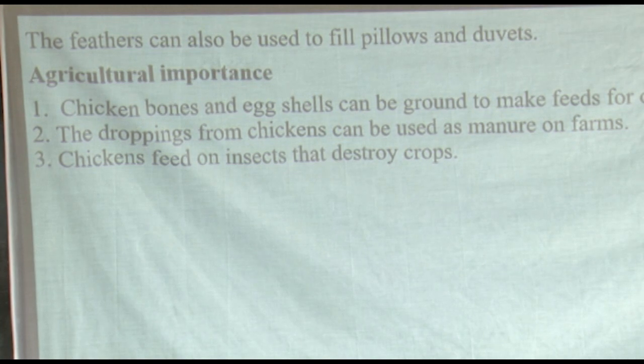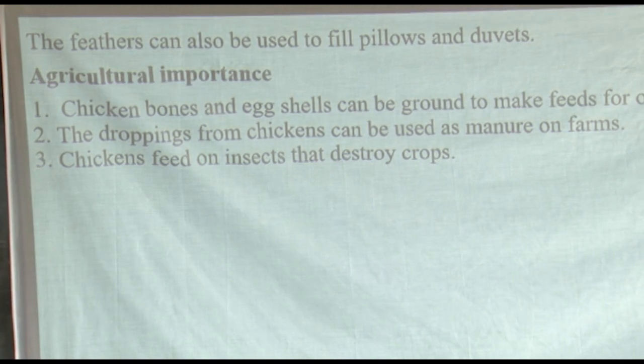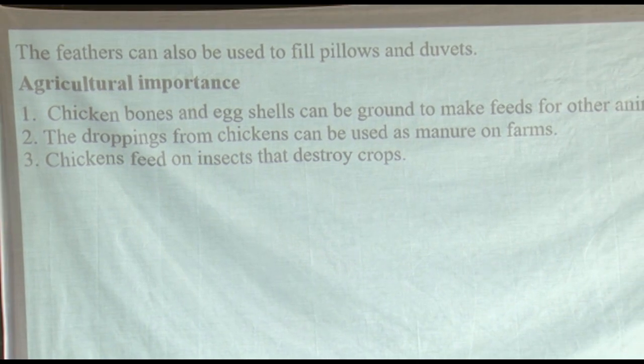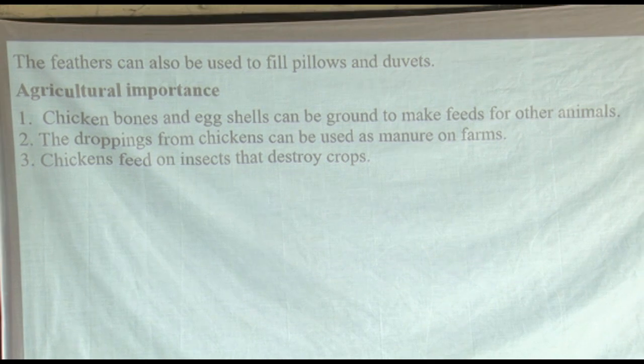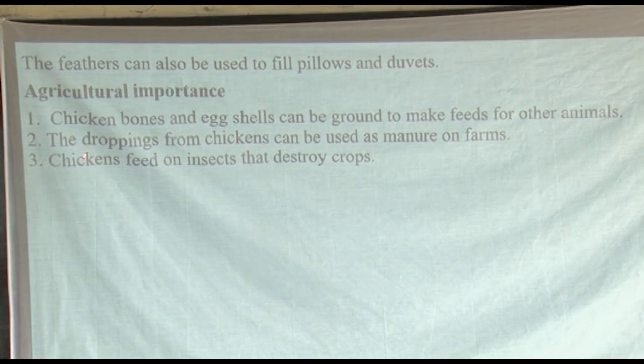And then we can go to another part, agriculture importance. 1C, how it's useful to agriculture, which means growing crops and rearing animals. Chicken bones and eggshells can be ground to make feeds for animals. This is agriculture importance. When you have animals like cattle, you need to feed them on commercial feeds, whereby you can get the shells and crush them to get commercial feeds for animals like cattle. And then the droppings from chickens can be used as manure on farms. This is very important in agriculture. You increase your soil fertility by having this manure.